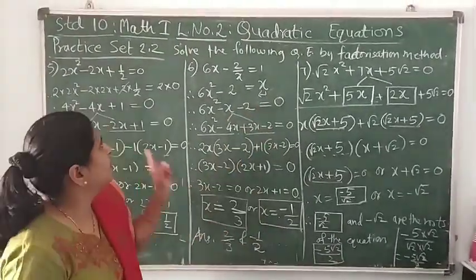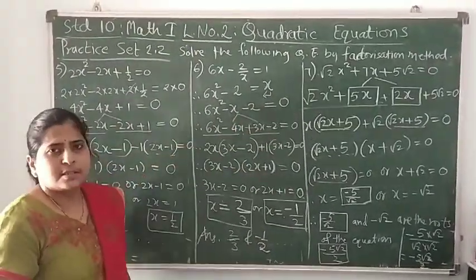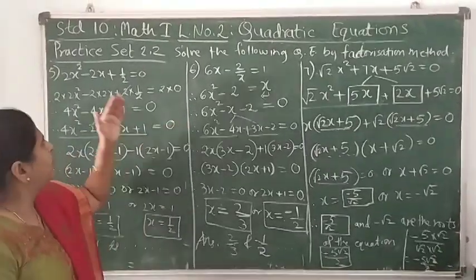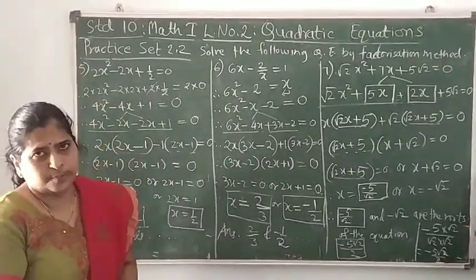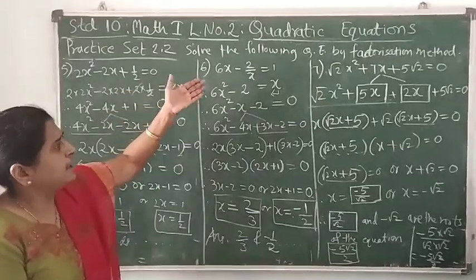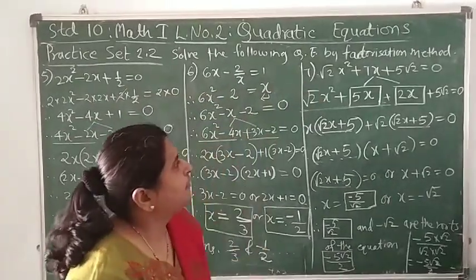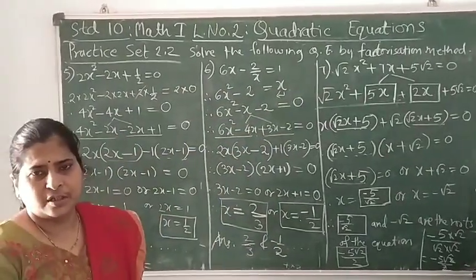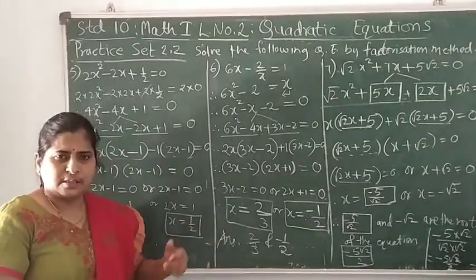So this way we have solved these three sums, which are a little bit different from the normal ax square plus bx plus c. Here we have something in the denominator, and here we have the values of a, b, c as irrational. I hope you have understood these three sums.